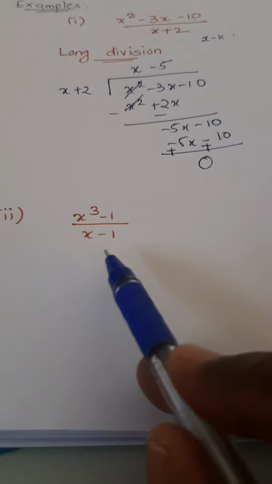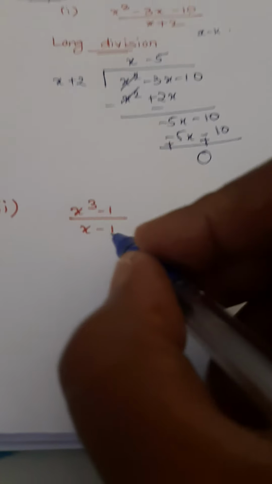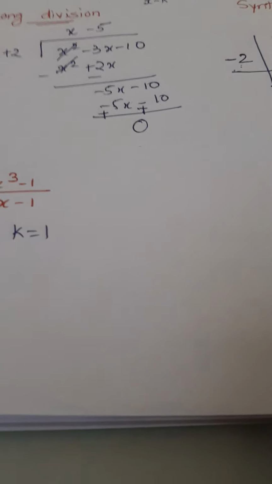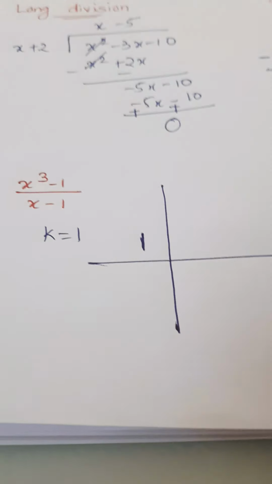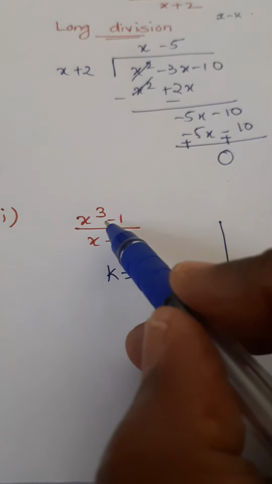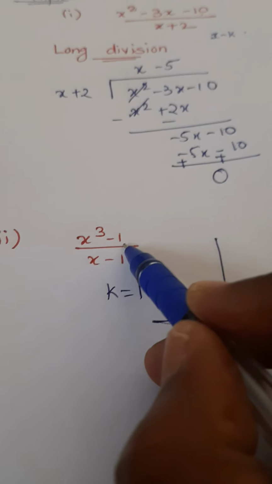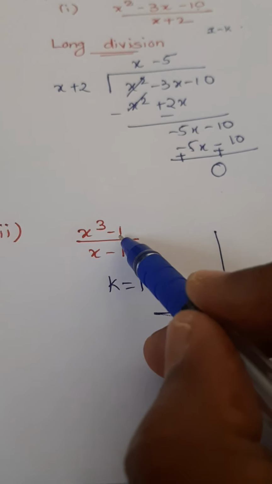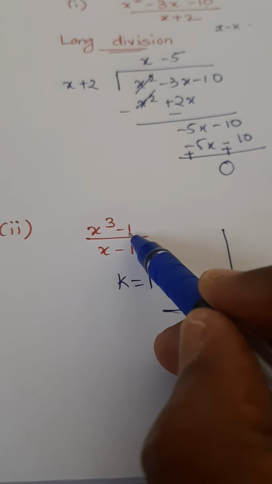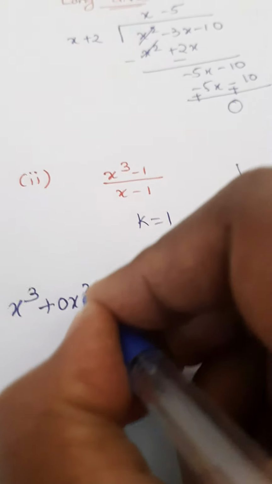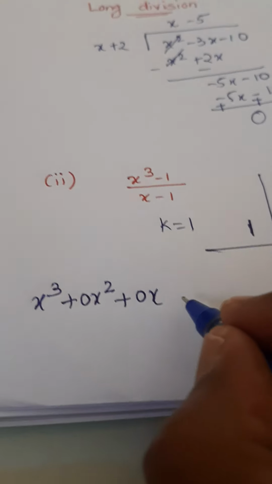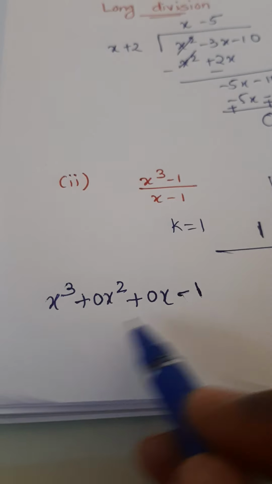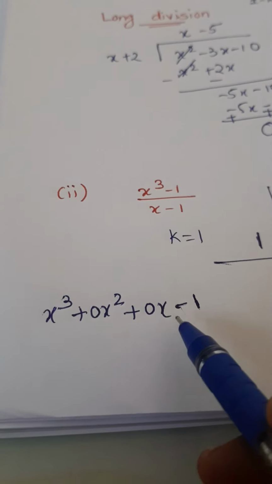The divisor here is x minus 1, so the value of k here is 1. We'll start with the synthetic division process. Write down the value of k here, 1. Now the given polynomial, the dividend, is x cube minus 1. Is it in the standard form? Yes, it is. But are there any missing terms? Yes, there are some missing terms. So you have to include those missing terms with coefficient 0. Just rewrite it: x cube plus 0x square plus 0x and then minus 1. So we have rewritten the dividend polynomial with the missing terms also.